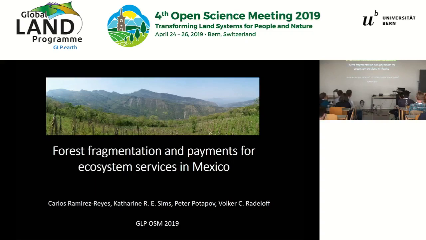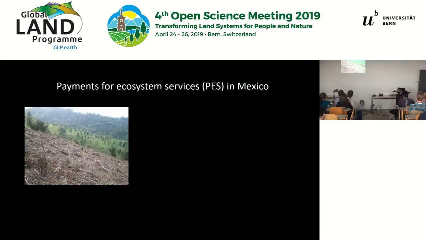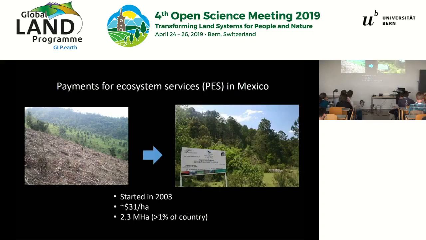But anyways, I'm going to present you part of the work that we have been doing evaluating the payment for ecosystem services in Mexico. This has been a collaboration between Duke University, University of Wisconsin, and the University of Maryland. Mexico, as many other countries in the tropics, experienced very high deforestation rates during the 70s, 80s, and 90s. As a response, the Mexican government implemented in 2003 a major payment for ecosystem services program that, on average, gives economic incentives to the people of $31 per hectare.